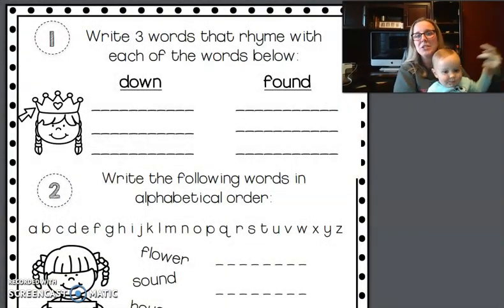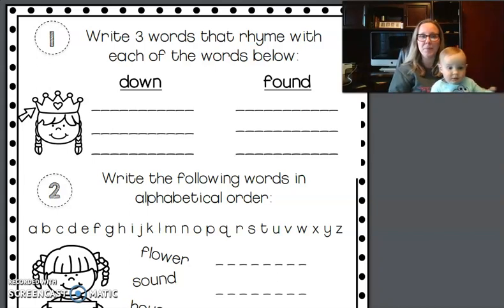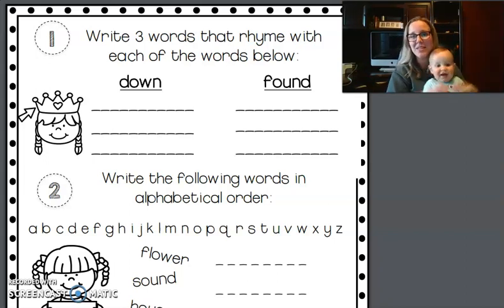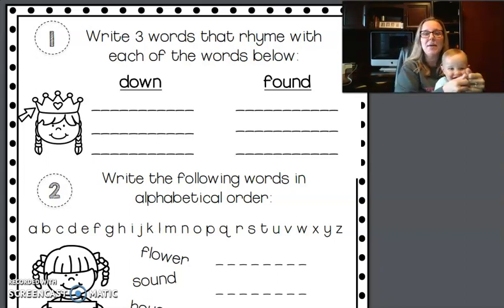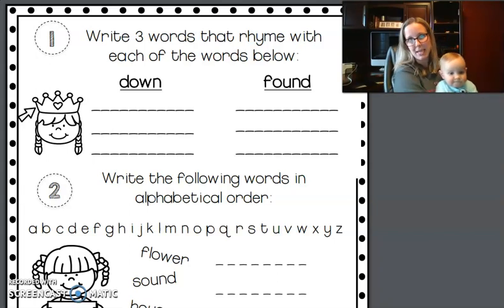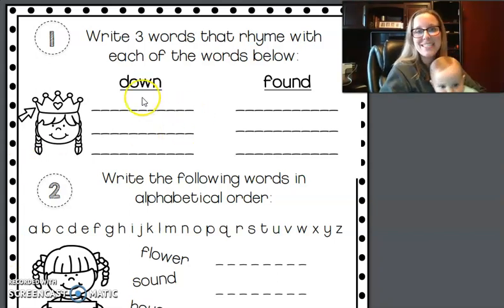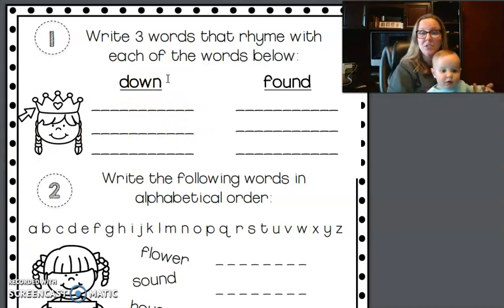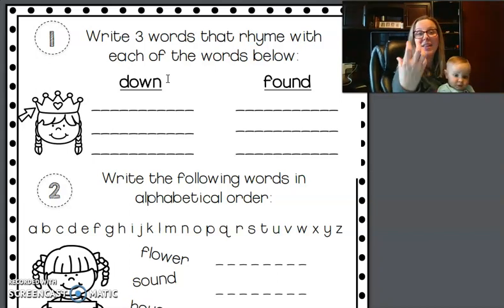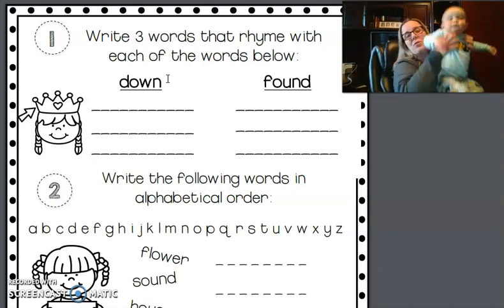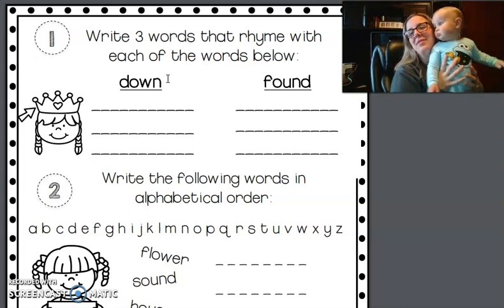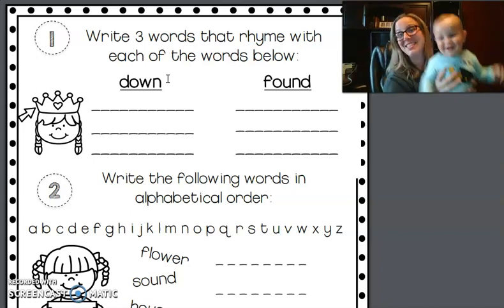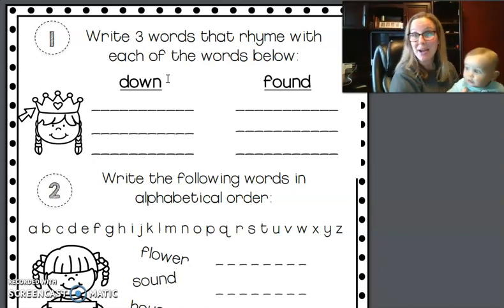All right. So if you get your paper ready, we're going to start here with number 1. It says, write 3 words that rhyme with each of the words below. Now, remember, when we have rhyming words, we know that they have to end the same. So looking at this first word, down, I see that O-W, ow, with an N. So all of the words that are going to rhyme with down are going to have that O-W-N. So go ahead right now and go through your alphabet and think of some letters and come up with some words that rhyme with down.